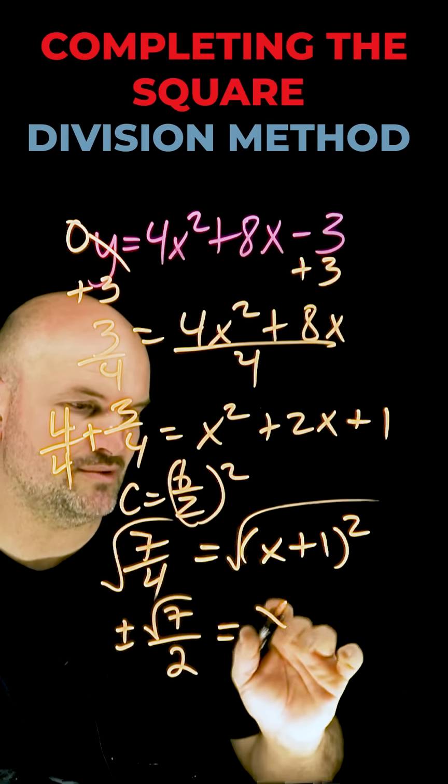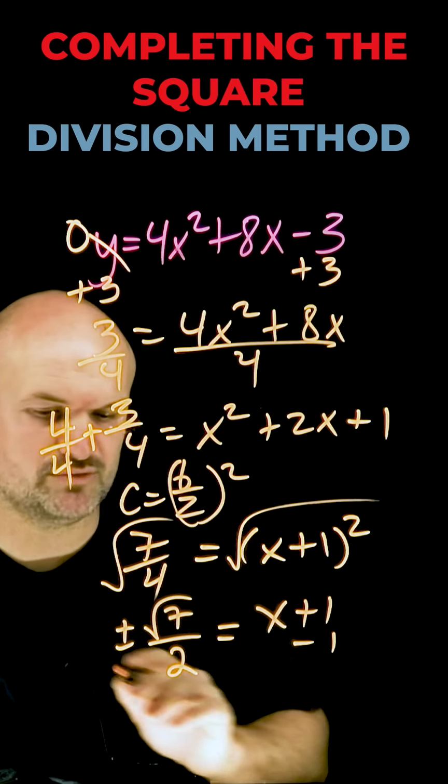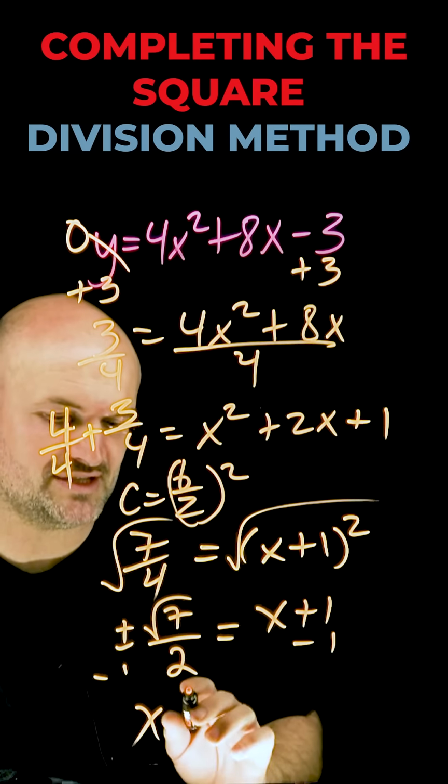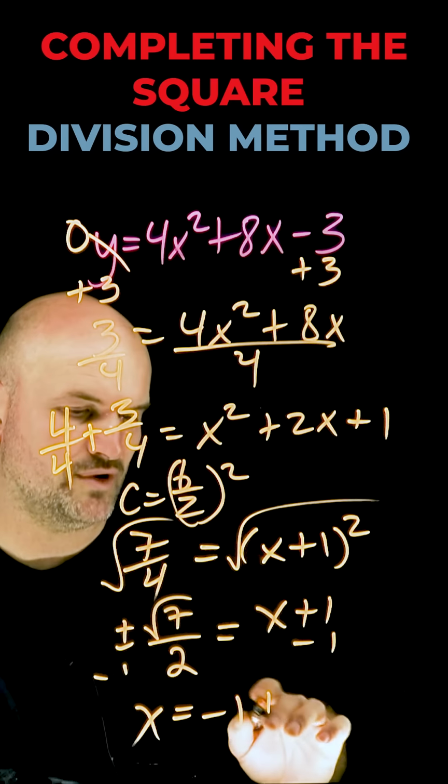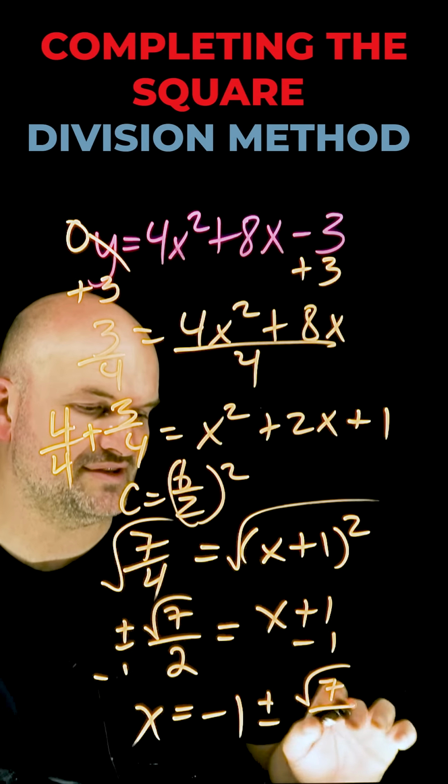So that's going to equal x plus 1. Then just subtract a 1 on both sides, and your final answer is x equals -1 plus or minus the square root of 7 divided by 2.